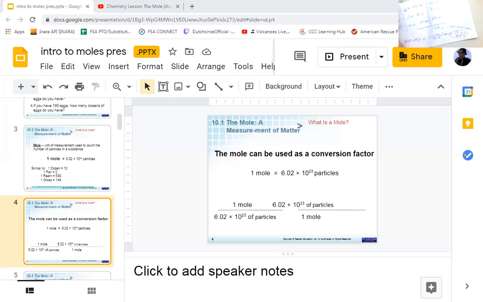Let's do the other way around. Let's go moles to grams. Moles to grams. Sounds like graham crackers. All right. You have 4 moles of carbon. How about that? 4 moles of carbon.